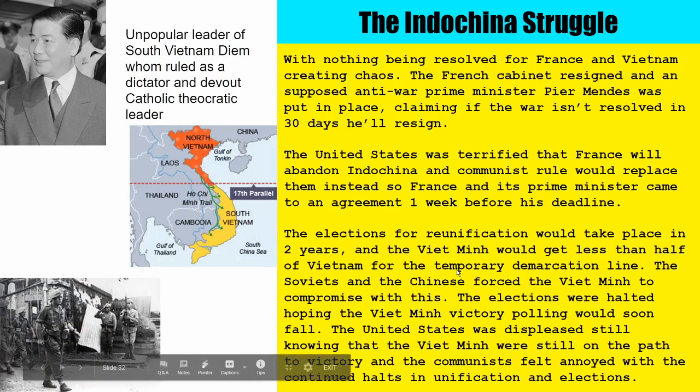So this is where things start to wrap up. With almost nothing being resolved, the French cabinet was in absolute mayhem. When the French cabinet resigned, they put in a supposedly anti-war prime minister, Pierre Mendès, claiming that if the war wasn't resolved in 30 days, he'd resign. The United States was also very terrified that the French were going to give up on Indochina, which would leave the British as the last with help.